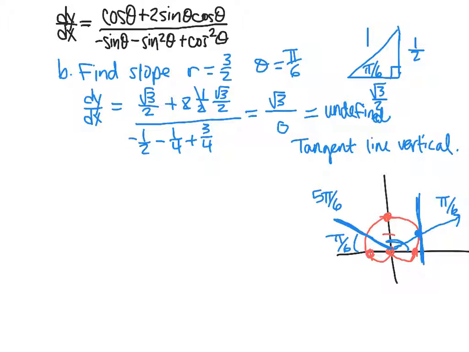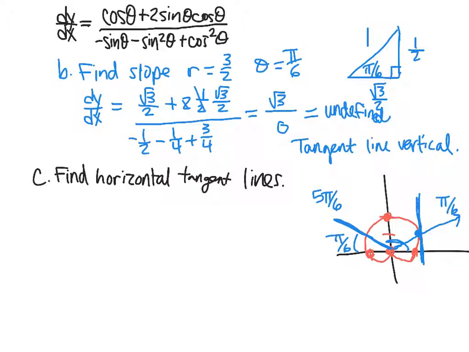So now let's do part C. I'll do it in a different color. We got C is find when the tangent lines are horizontal. So again, what we're going to do is look at our derivative, because that tells us our slope. We want the tangent line to be horizontal, so that means it has slope 0. So we're going to set dy/dx equal to 0.